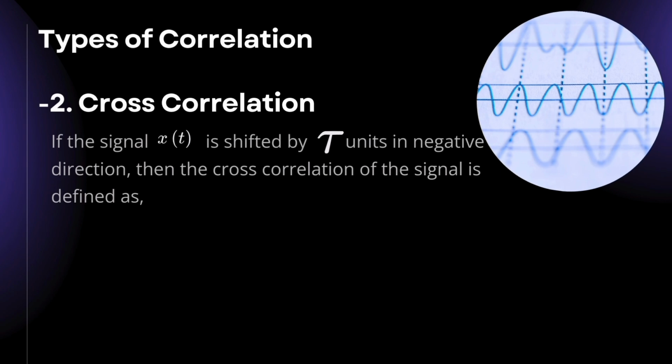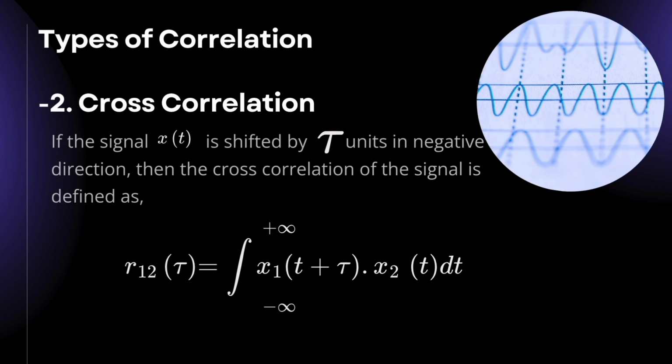Again, if we shift x1 of t by tau units in the negative direction, the formula becomes r of 12 tau is equal to the integral from minus infinity to plus infinity of x1 of t plus tau times x2 of t dt. Cross correlation is extremely useful in finding the alignment or delay between two signals, such as in communication systems or pattern matching.